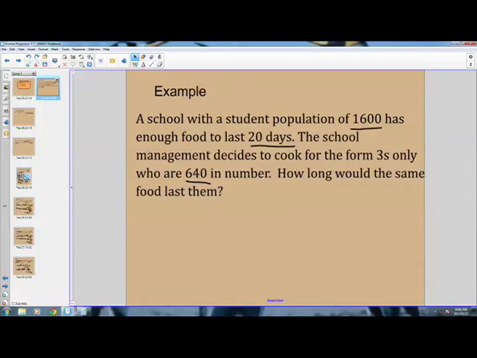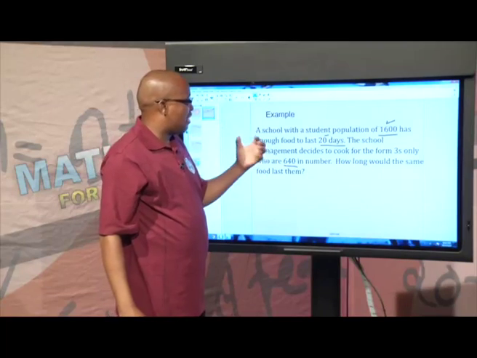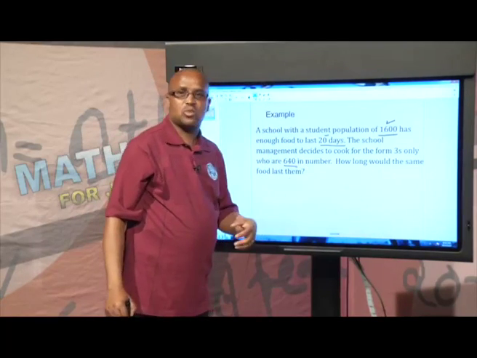We are reducing the number of students, and then we expect the number of days to increase because this is the inverse proportion. So as you increase one quantity, the other one decreases. So here we are decreasing the number of students from 1,600 to 640. And as we do this, we expect the number of days to increase. So before we even calculate it, we expect the answer to be more than 20. It should be greater than 20. So let us calculate it.